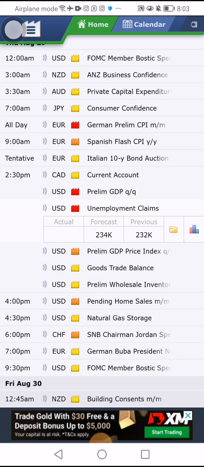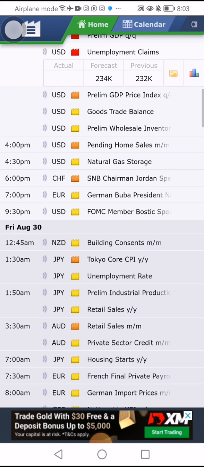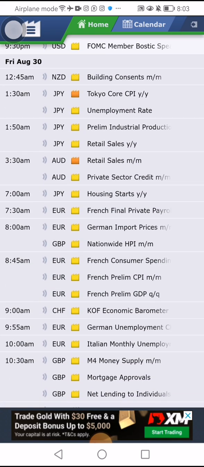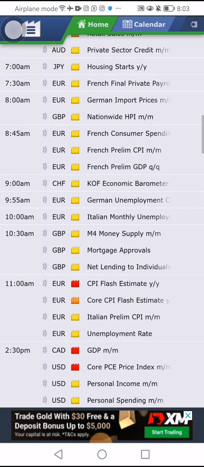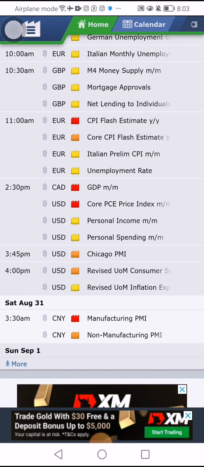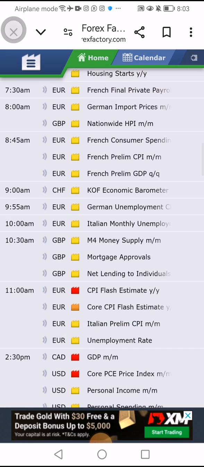We always want a positive dollar. For unemployment claims, actual should be less than the forecast, because we want unemployment to be low. You know what I mean? So yeah, that's about it. You can see there isn't really much. I think on Friday, that's when we have quite a lot of news on the CAD, on the US dollar, on the euro.